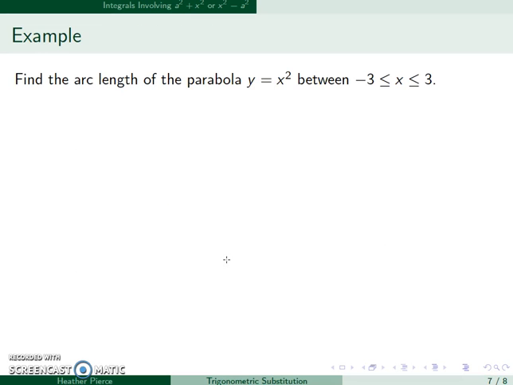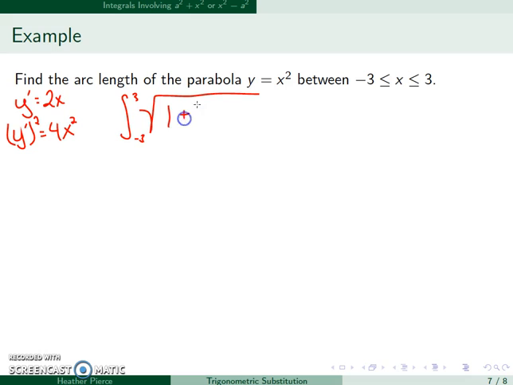So for example, let's find the arc length of the parabola y equal to x squared between negative 3 and 3. So we've done arc length before. We start by finding the derivative, which is 2x. We then square it, which gives us 4x squared. So I'm looking at the integral between negative 3 and 3 of the square root of 1 plus 4x squared dx.